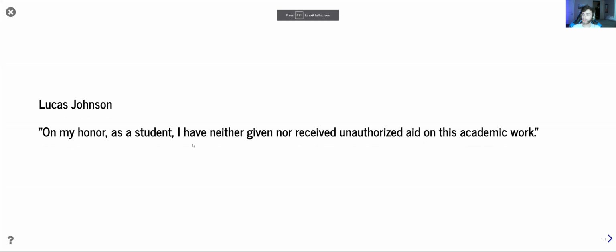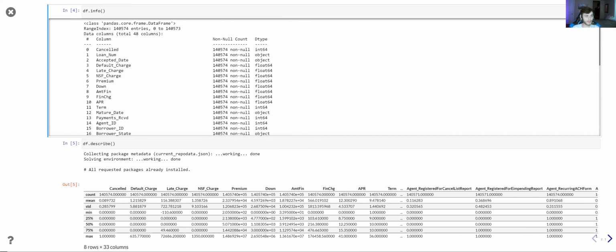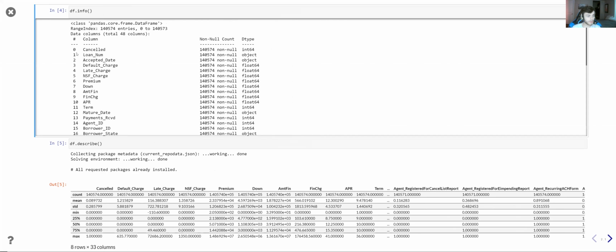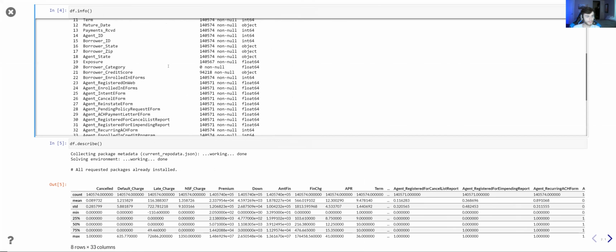Hey, my name is Lucas Johnson, and I'm going to be talking through the MIS 665 final for the loan cancellations. So here's the honor code, and then moving forward, we took the data and did the info to just check on everything, and we saw initially that there's variables that aren't going to be functioning very well in our data set. So we have borrower category, borrower credit score.